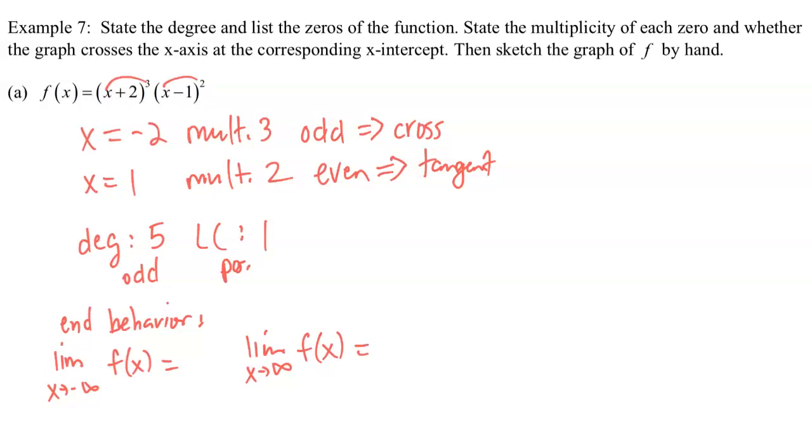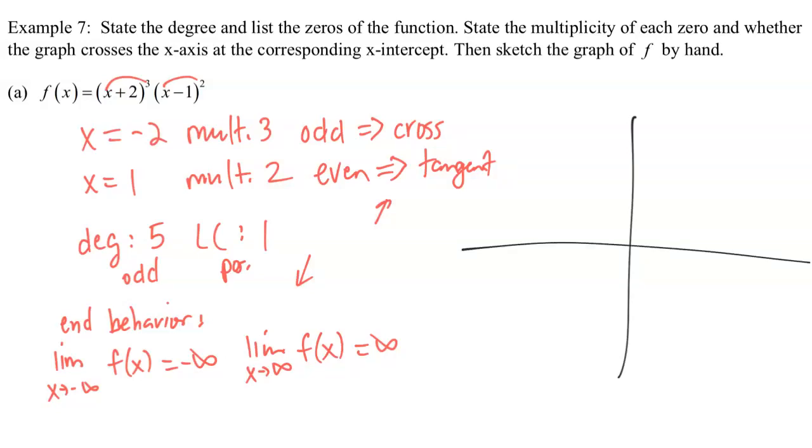And so odd and positive means what? It means that it's going to go down to the left and up to the right. And so this left end behavior is going to be -infinity. The right end behavior is going to be +infinity. And so this is all of the information for this polynomial. And now I want to try to use all of that to sketch an accurate graph.